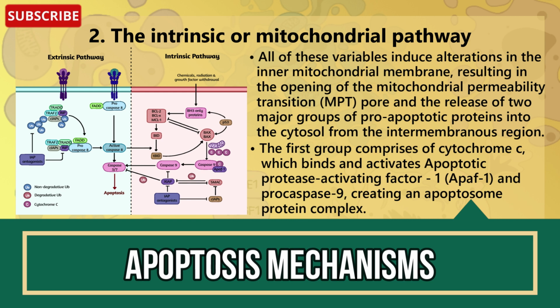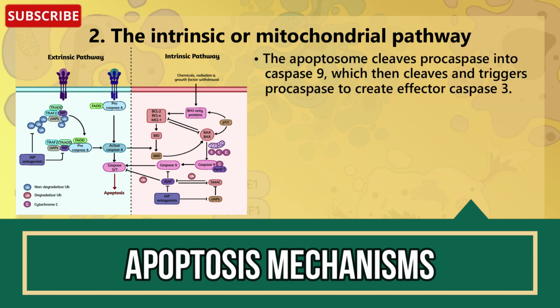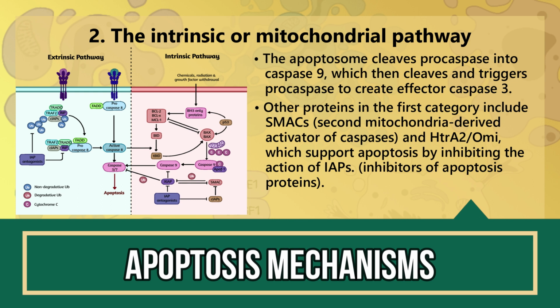The first group comprises cytochrome C, which binds and activates apoptotic protease activating factor and pro-caspase 9, creating an apoptosome protein complex. The apoptosome cleaves pro-caspase 9 into caspase 9, which then cleaves and triggers pro-caspase 3 to create effector caspase 3. Other proteins in the first category include second mitochondria-derived activator of caspases and HTRA2/OMI, which support apoptosis by inhibiting the action of inhibitors of apoptosis proteins.